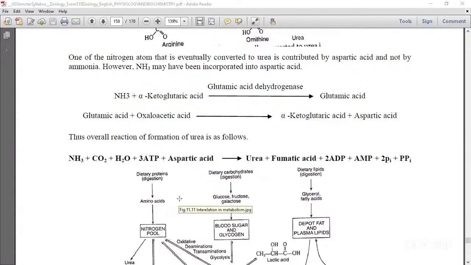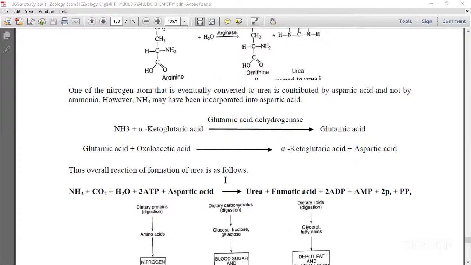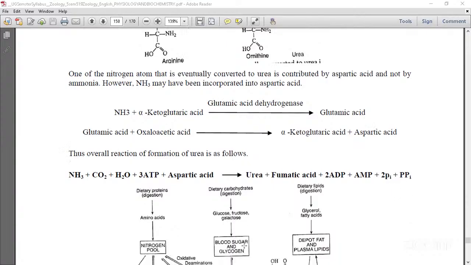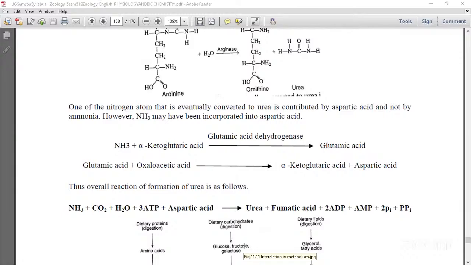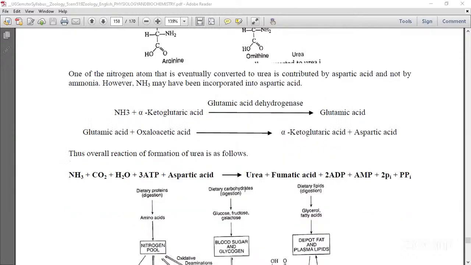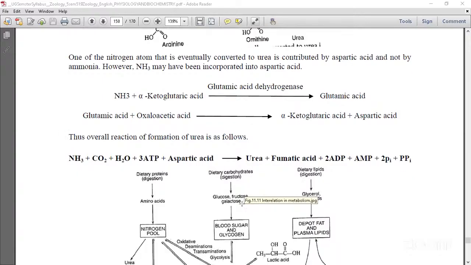The reactants are the ammonia, carbon dioxide and water molecule. Here the three energy molecules, 3 ATP, along with aspartic acid form the urea and fumaric acid, along with the release of two energy molecules, 2 ADP, and adenosine monophosphate along with one inorganic phosphate and one PPi.